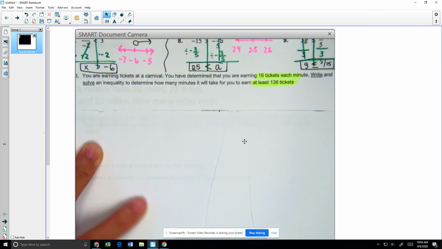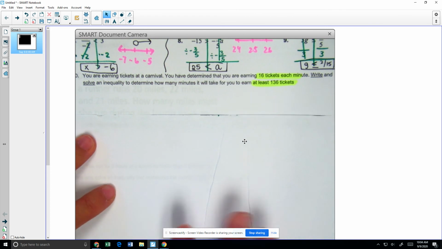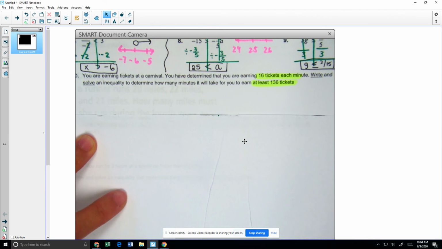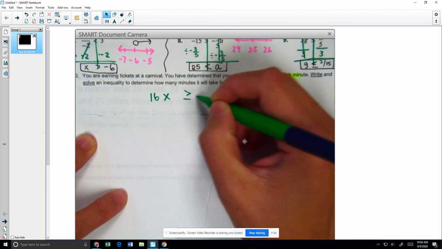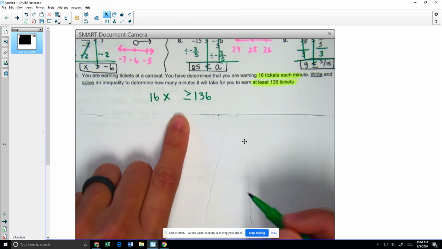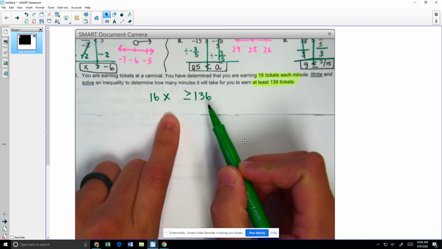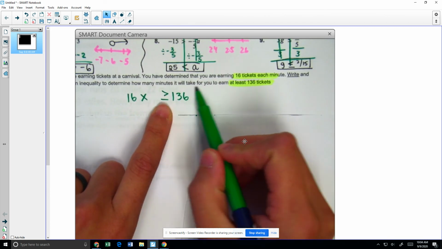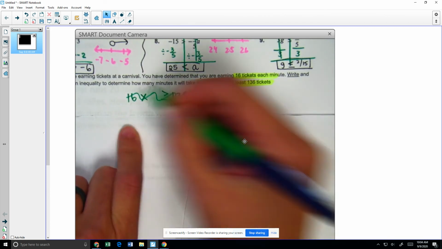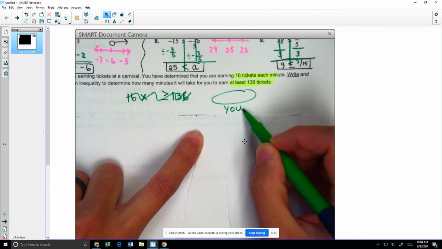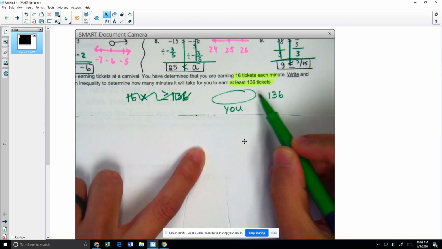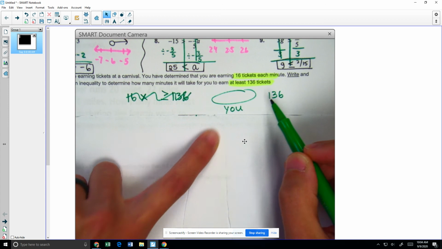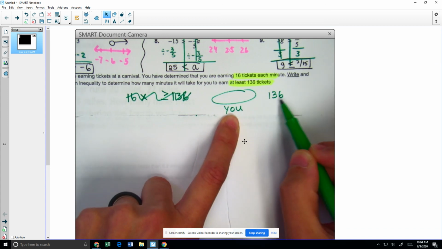Does anyone think they can do this? I'll do it. Okay, go. 16x is greater than or equal to 136. Perfect. Okay. Let me show you how you can think about this, because some of you might not get it that quickly. It says you want to earn at least 136. So here's you, here's your area. You want to earn at least 136. That's why 136 is on the other side. So if you don't know which way your symbol goes, think of it in terms of money. You have at least $136.